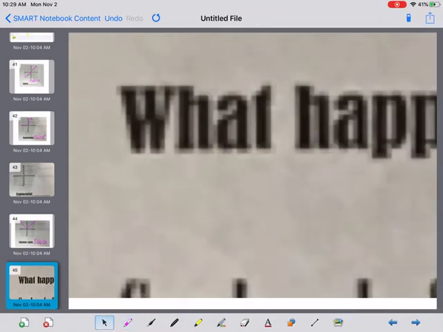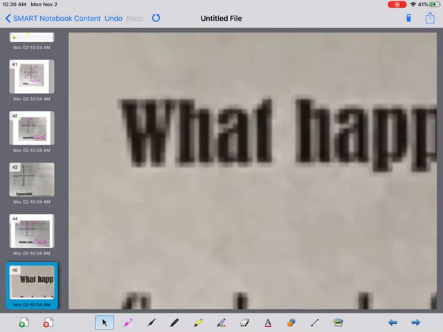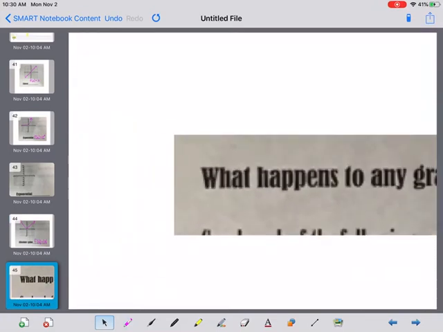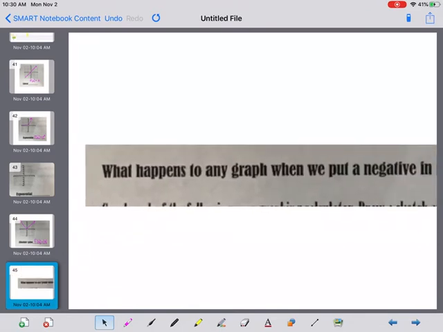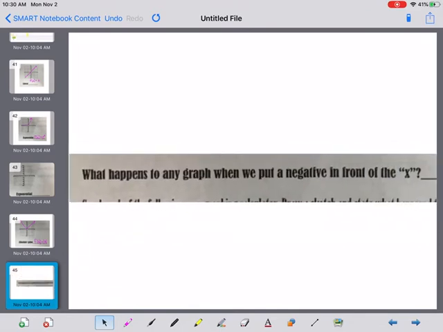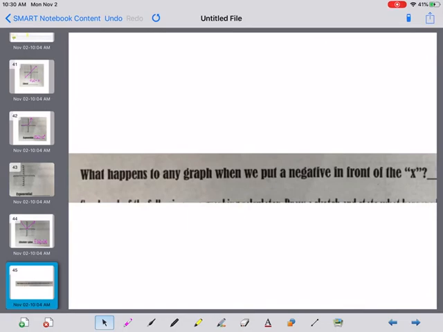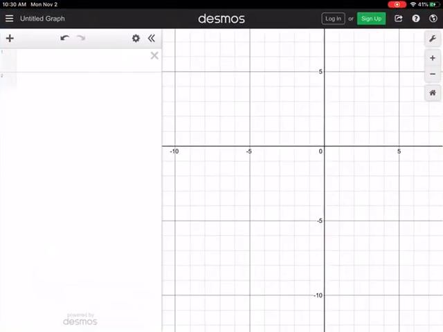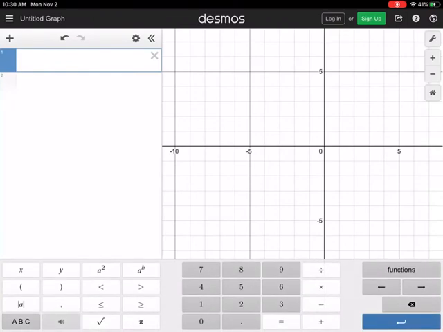Okay, so my next question is, and this is on your worksheet, so if you want to be writing this down, you can. It will help you when you go back to do your work. It says, what happens to any graph when we put a negative in front of the x? So we're going to go back to our Desmos. What if I want a parent function for linear, what am I going to put? X.